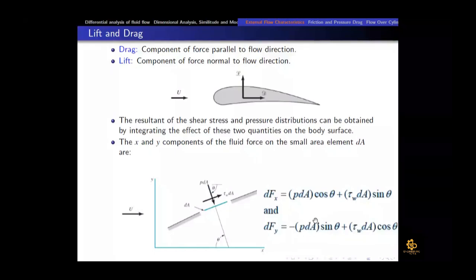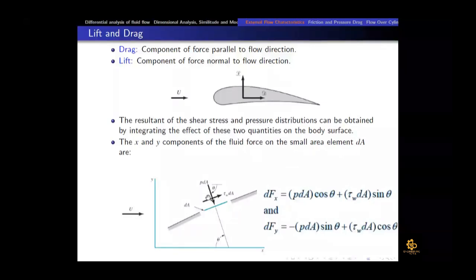dA, why do we multiply pressure with dA? Because we want to convert pressure into force. So pressure is Newton per meter square, Pascal. So if we multiply it with dA, this surface area which is shown here, right? And again, the unit of shear stress is Newton per meter square, so we are going to multiply it with area. Now we have calculated this only for this small area dA.